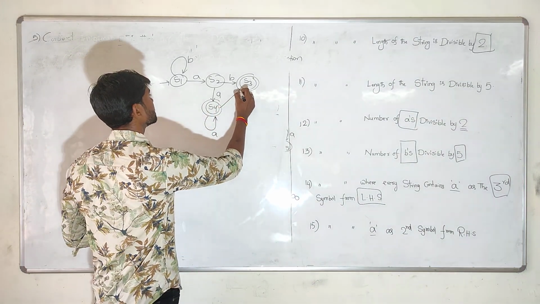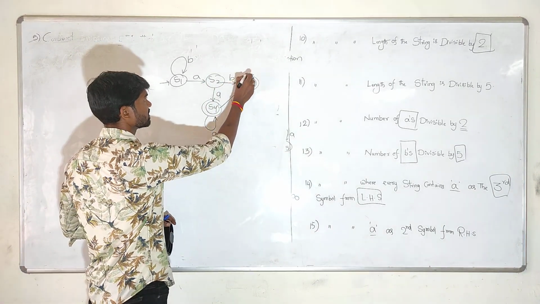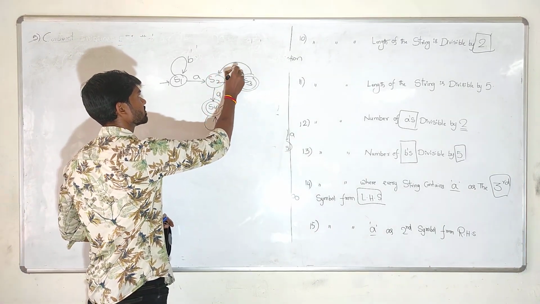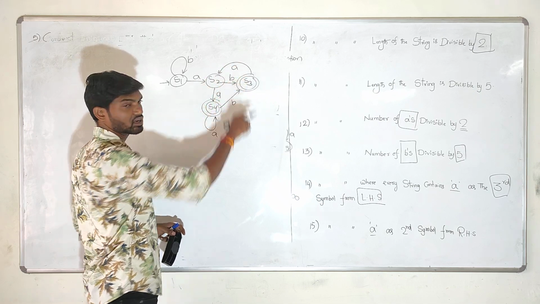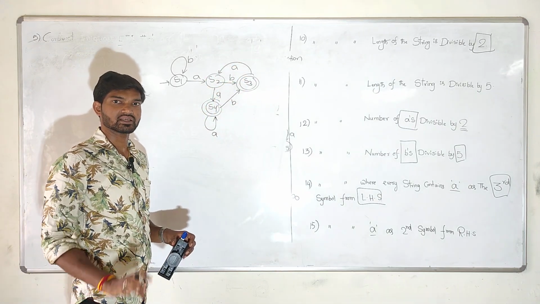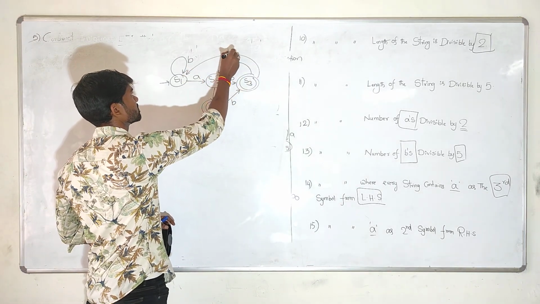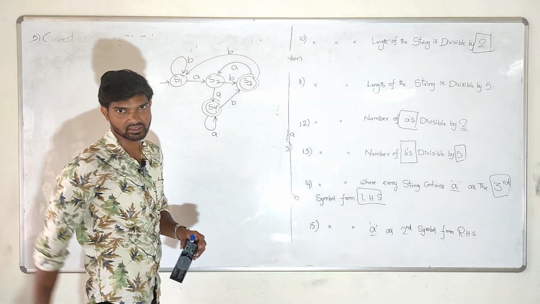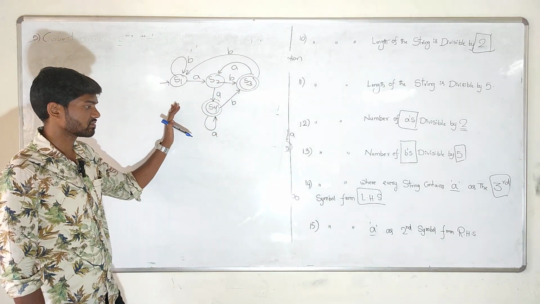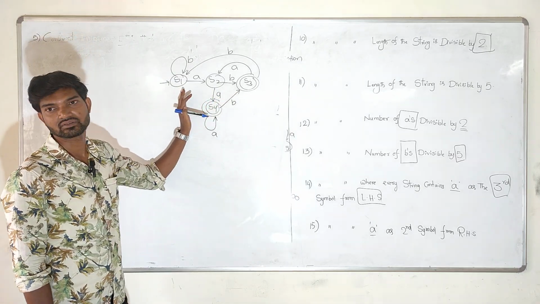And if a single B comes, it will reach S3. And on S3, if a single A comes like this, AB, it always ends with AB, with A as the second symbol from the right hand side. And on S3, if we give input B like this, AB, BAB, like this the loop will be repeated. This is the answer for the 15th question. This always contains how many states? 4 states.